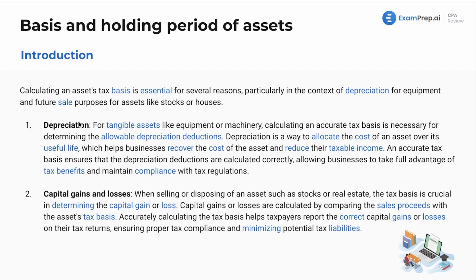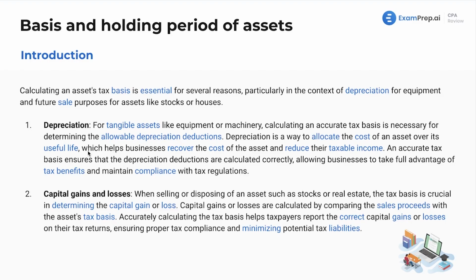The concept of basis in the holding period of assets. Starting off, why is basis important? Well, depreciation. Whether you're doing straight line depreciation for book purposes or MACRS depreciation for tax purposes, that in and of itself is its own lesson, very important. For tangible assets, calculating an accurate tax basis will be necessary to determine your allowable depreciation deductions. You're going to first get your taxable base. You're going to understand what you need to depreciate each year, and that will then be your depreciation expense on your tax return. This is our way of allocating the cost of an asset over its useful life instead of taking the full deduction in the current year, because that's just not how accounting works.